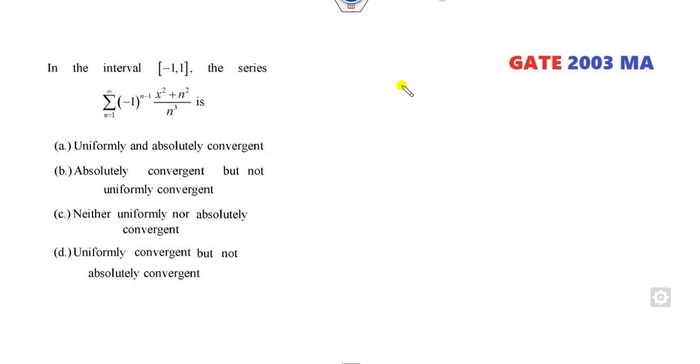Okay, look at this one. On the closed interval, again you are talking about the series. So we can start with this absolute value. But this is the alternating series. Fine. This is the alternating series. If I open this bracket like here, this is x square over n cube plus summation of minus 1 raised to power n minus 1 over n. So clearly this is my convergent. Fine. It is convergent. This is also convergent.